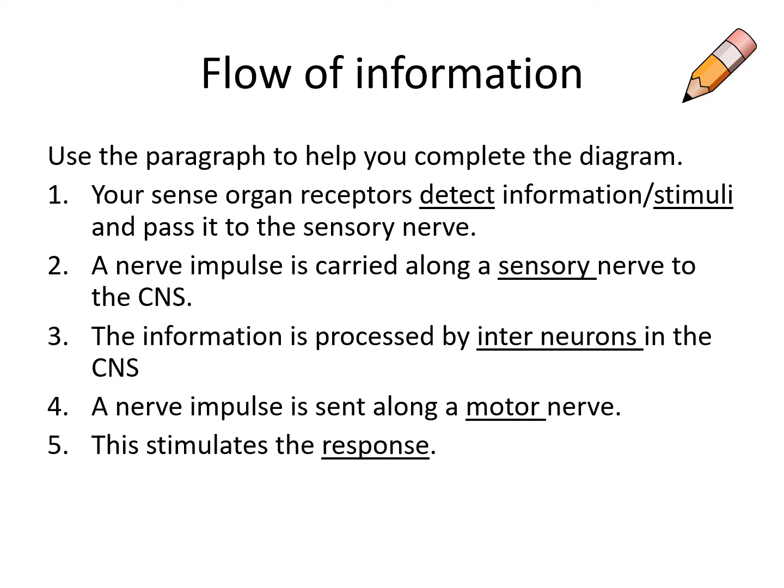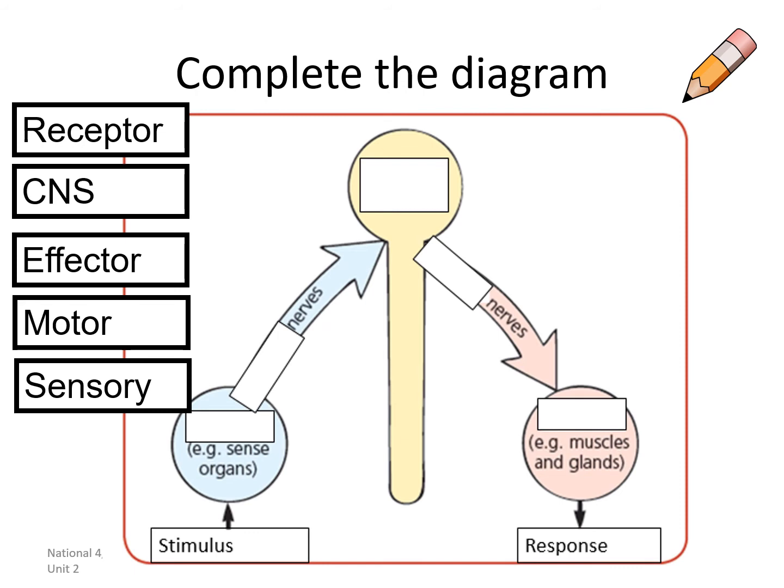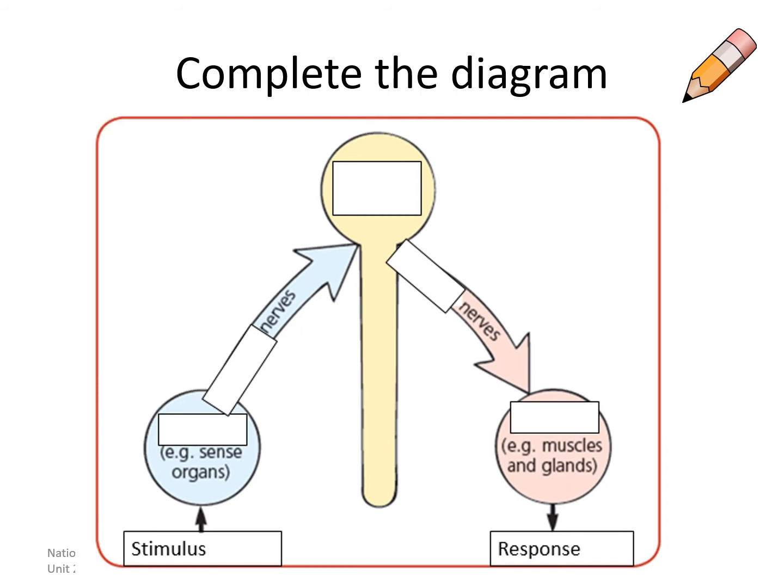Then a nerve impulse is carried along a sensory nerve to the central nervous system, and the information is processed by the interneurons in the CNS. And then a nerve impulse is sent along a motor neuron from the CNS, and then this stimulates the response. So now you should be able to try to complete the diagram with these words from what we've just spoken about. So pause the video and try to complete this.